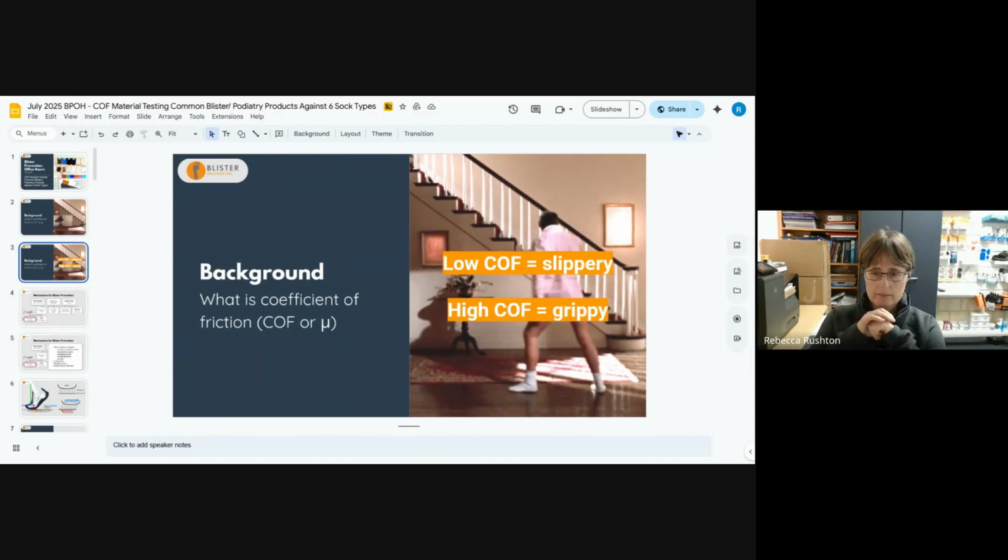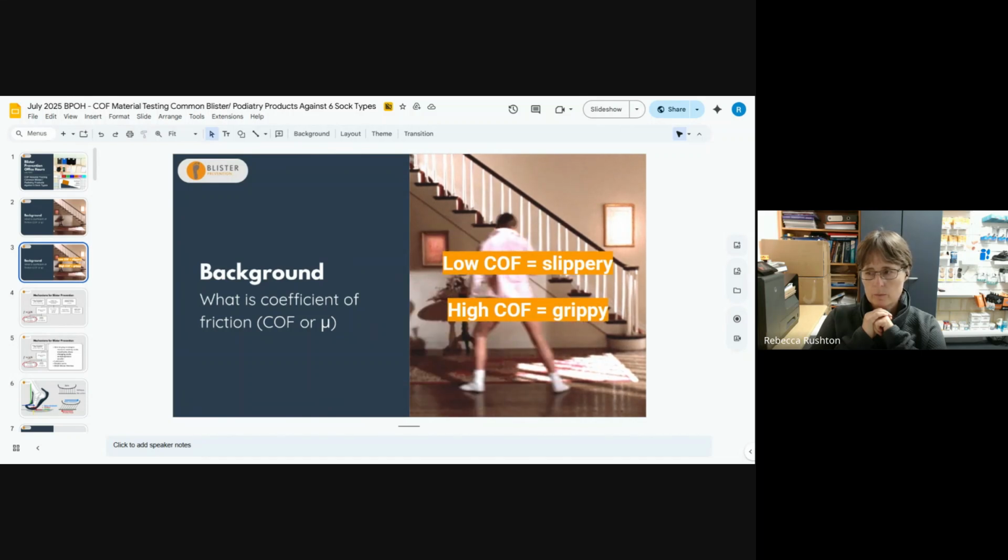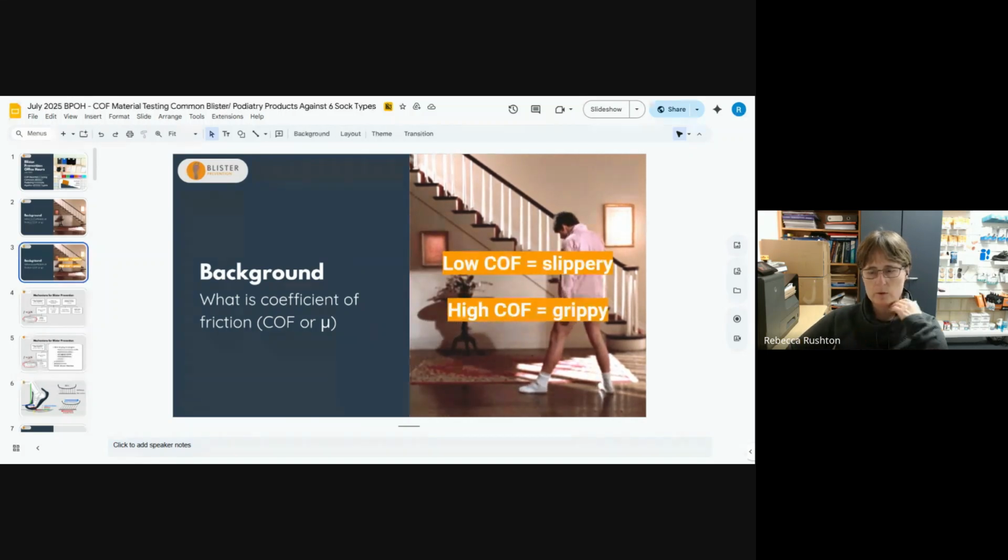I dare say if Tom's socks, if he'd just come back from a run or it was a hot day and he attempted to do this, they wouldn't be very slippery. Moisture increases the coefficient of friction. And similarly, if he tried to do this on his concrete driveway or on the bitumen road, it would also be a lot less slippery. So slipperiness is low coefficient of friction, grippy or traction is high coefficient of friction.